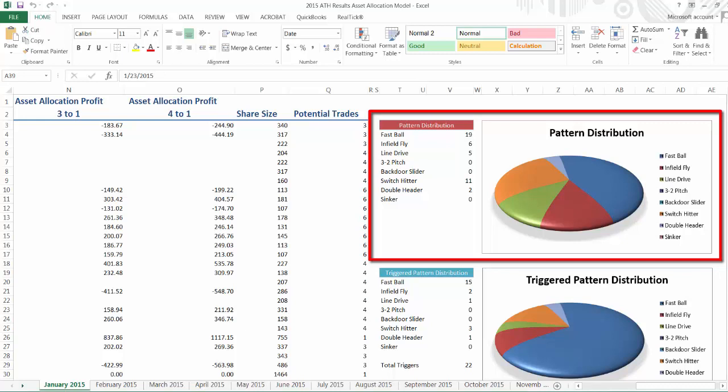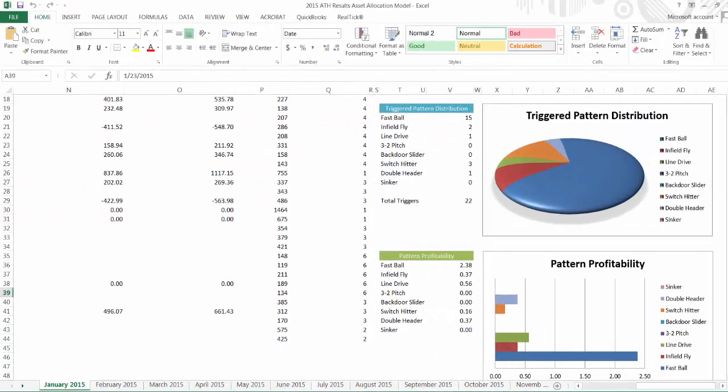I've got 6 infield flies, 5 line drives, no 3-2 pitch, no backdoor slider, 11 switch hitters, 2 doubleheaders. Knowing my trading system the way that I know it, I know that this is a fairly typical month for the Around the Horn trading plan.